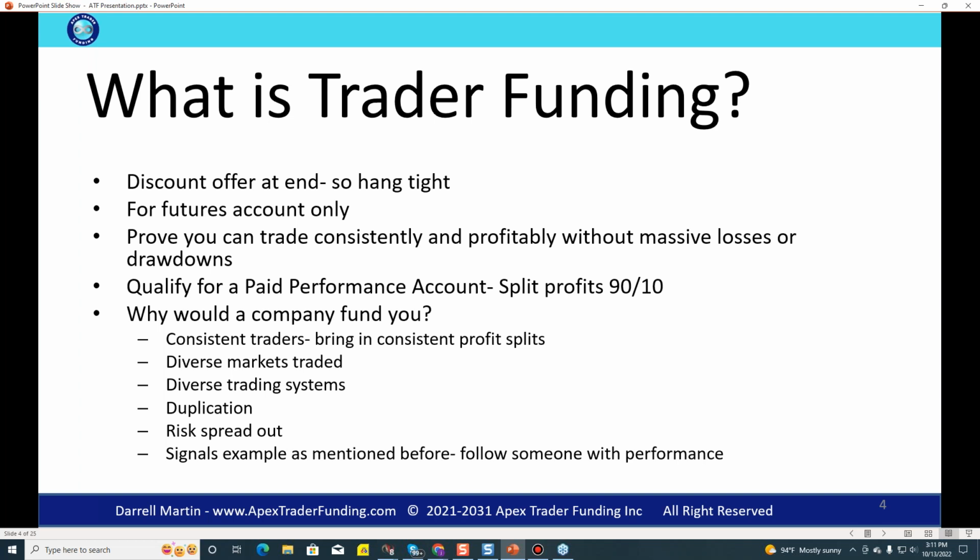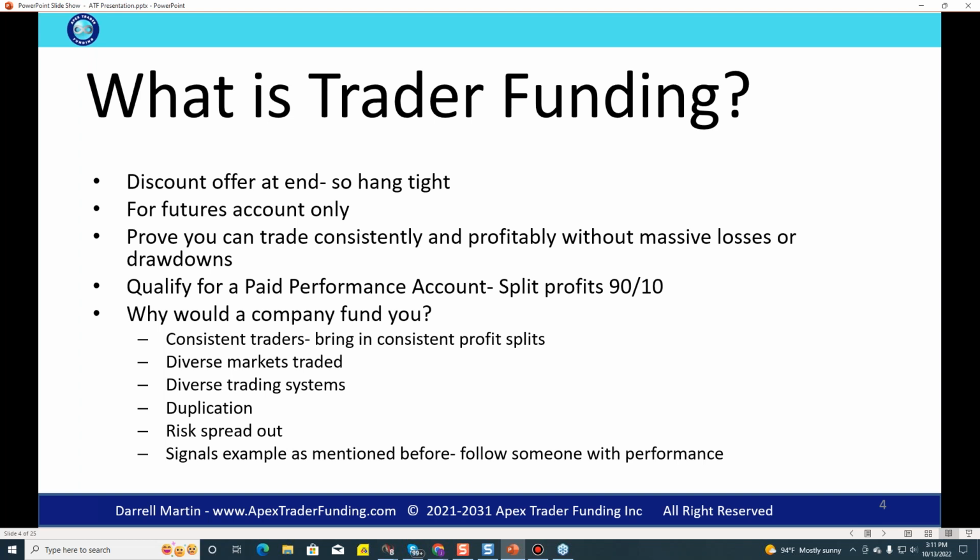Also doing that, it creates a lot of diversity, right? Some of you out there might trade indices. You trade the Nasdaq and the Dow. Other people might trade some gold or oil. Other people might trade the agriculture futures. So it spreads out some risk there, not everything all in one.